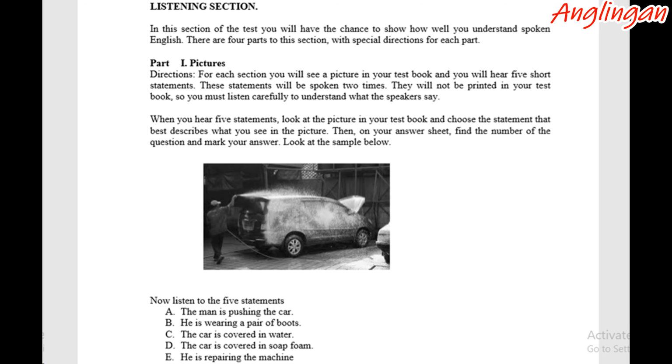Statement D. The car is covered in soap foam best describes what you see in the picture. Therefore, you should choose answer D. Now, let's begin with picture number 1.